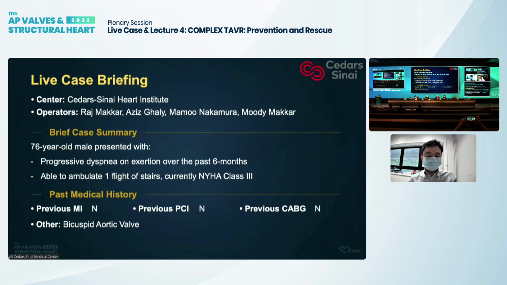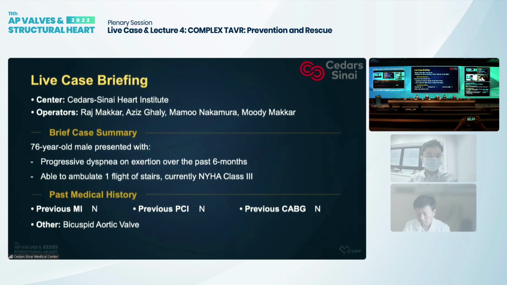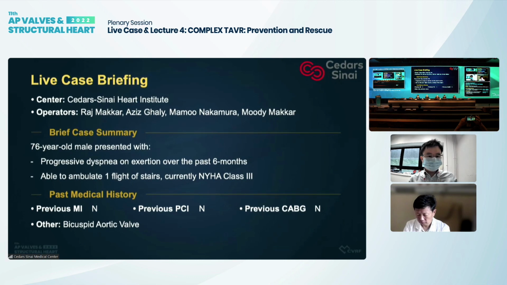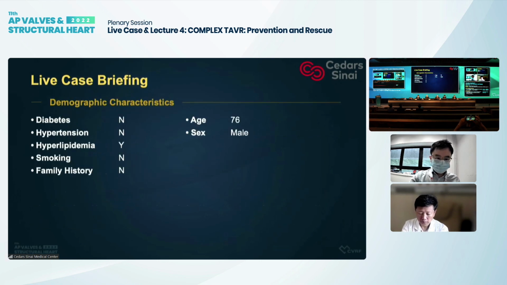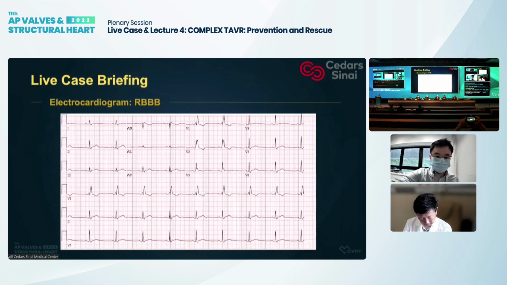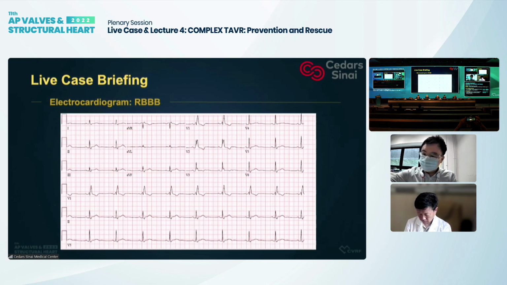Yes. Hello, everyone. So we have with us here a 76-year-old gentleman who presented with progressive dyspnea on exertion and NYHA class 3 symptoms. He has a known bicuspid aortic valve. Next slide. His cardiac risk factors included hyperlipidemia, no other traditional risk factors. Next slide. Baseline EKG showed sinus rhythm, a normal PR interval, and a right bundle branch block.